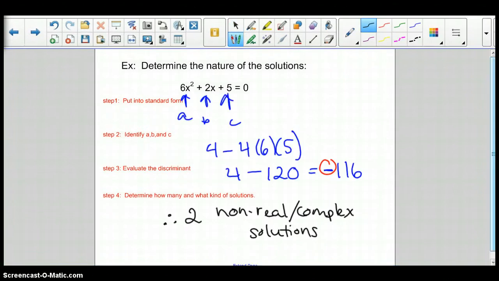Okay, take a minute to compare your work with mine. I identified my A, B, and C. I did B squared minus 4 times A times C, and I ended up getting negative 116. So I concluded, having that negative sign there, that I would get 2 non-real complex solutions.